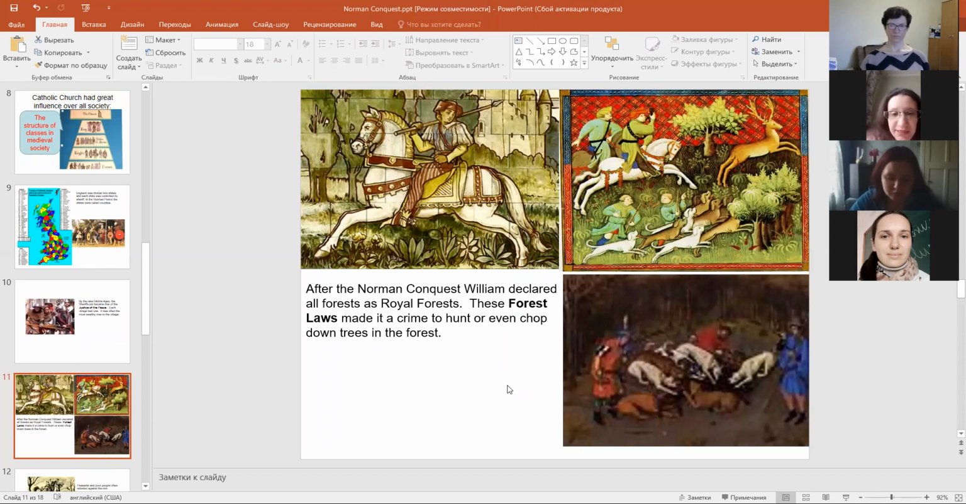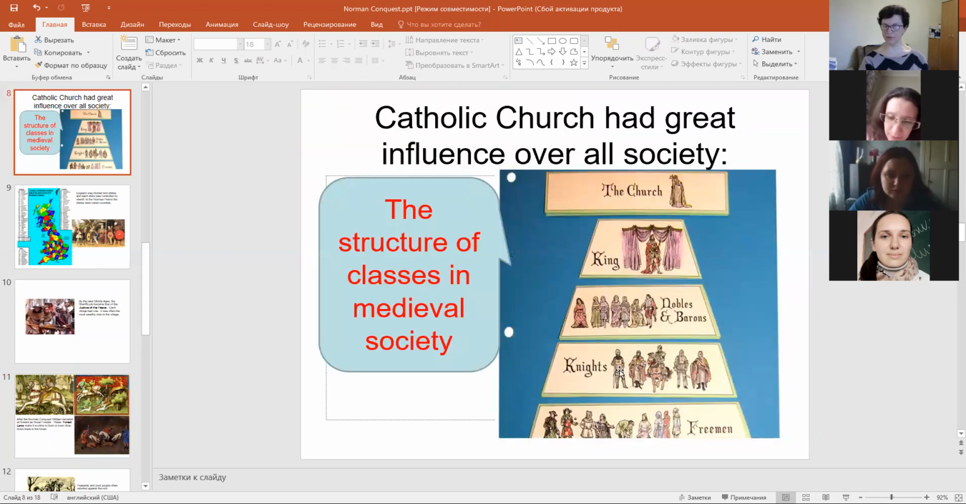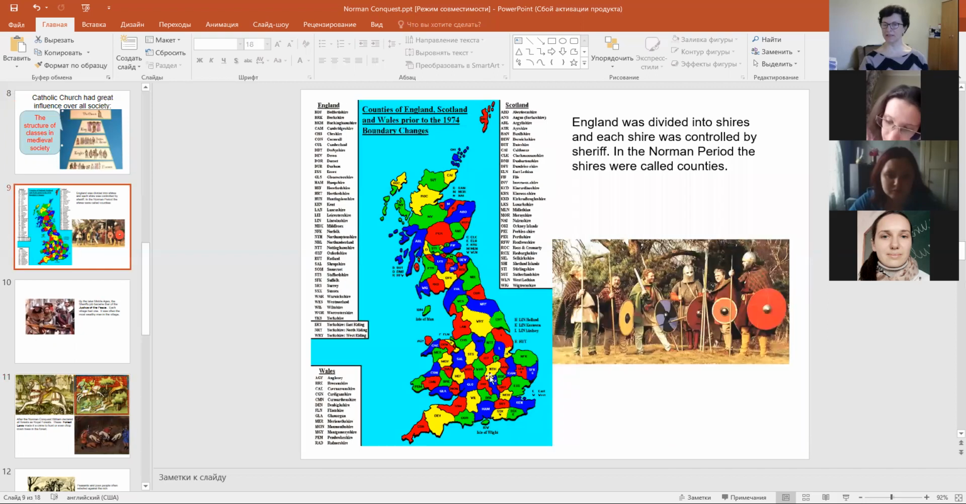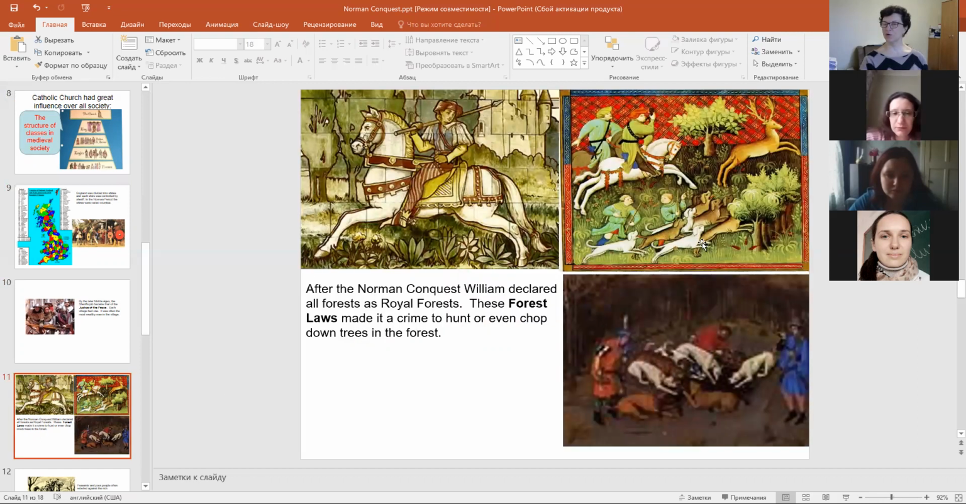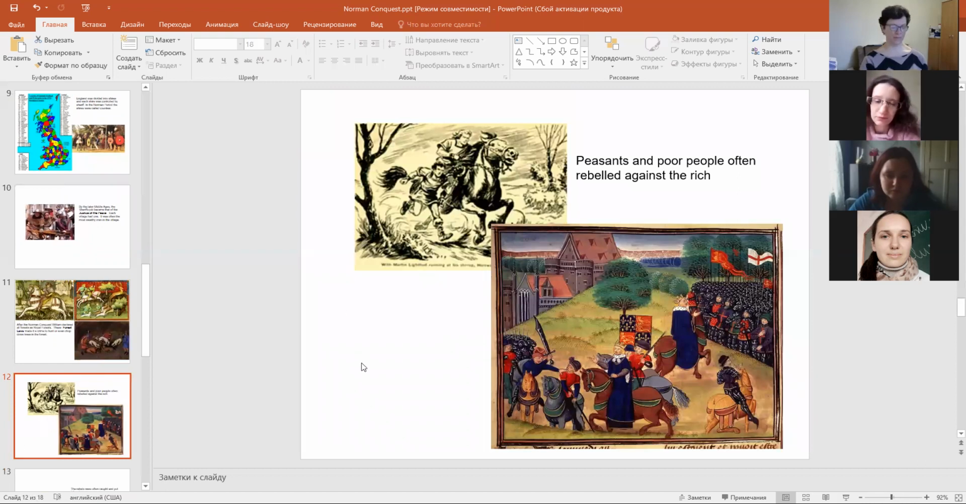After the Norman Conquest, William declared all forests as royal forests. These forest laws made it a crime to hunt or even chop down trees in the forest. You see what happened: the structure of the society became different. The country was divided into shires. Each shire was ruled by the sheriff, and the sheriff became very important, but also people couldn't go to the forests. The forests were the king's ownership, so that is why people couldn't hunt in the forest.